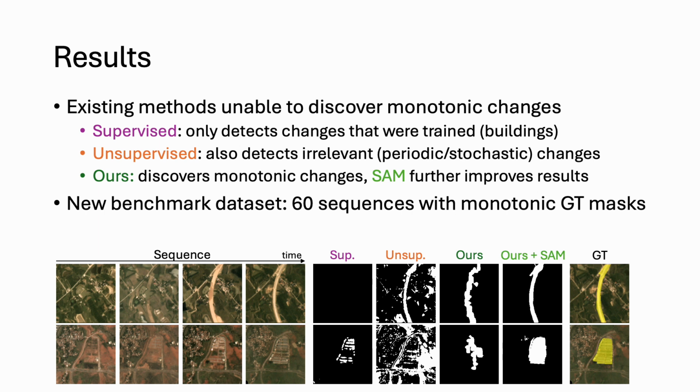To compare with change detection methods, we also create a new benchmark for monotonic change discovery. We show that existing change detection methods either under-segment to those that have already been trained on, or over-segment any changes regardless of their nature. Our method, on the other hand, can discover monotonic changes without manual supervision.